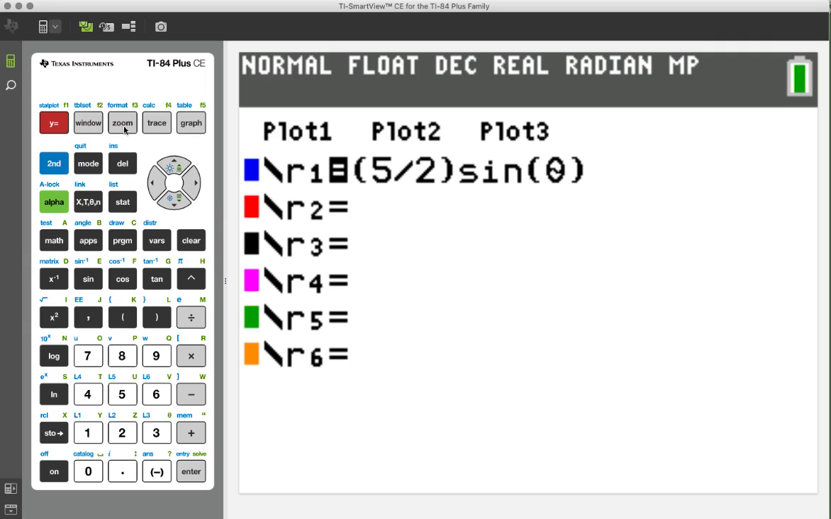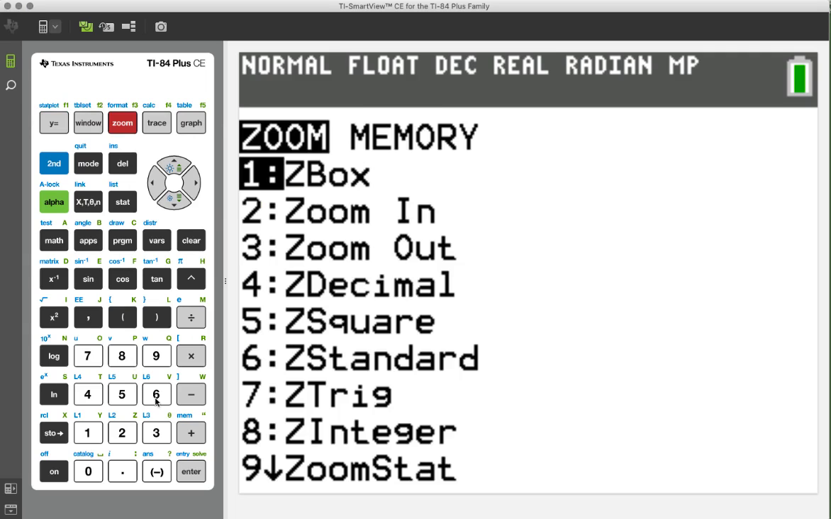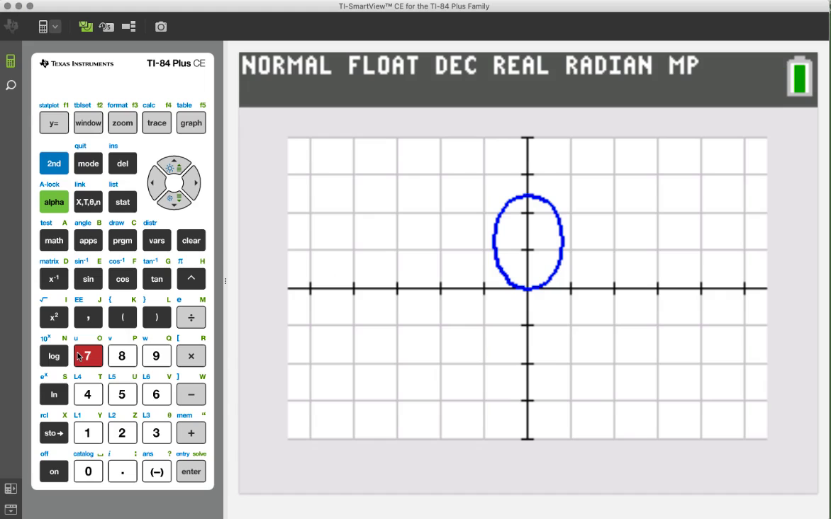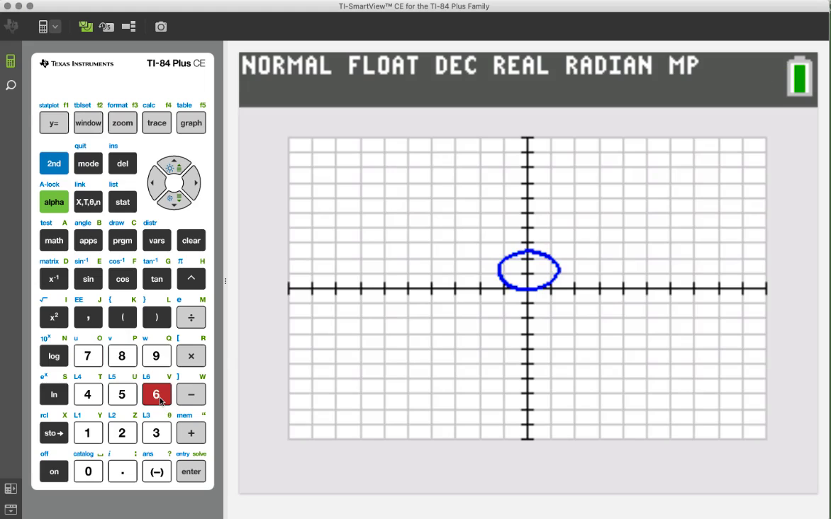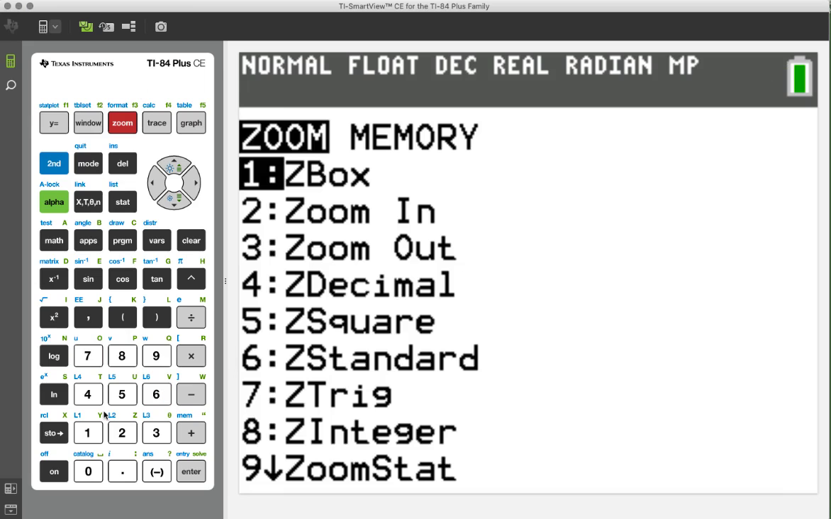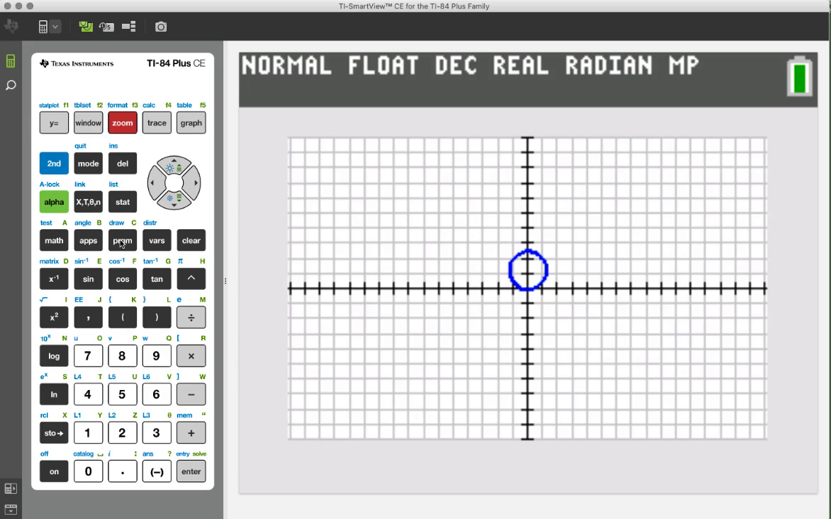So let's try to do zoom trig first and see what that looks like. We can always play with the graph from there. Looks like an oval. We could do a few different, let's try zoom 6. Yeah, it still looks like an oval of some sort. Zoom square, and that's what the graph looks like.